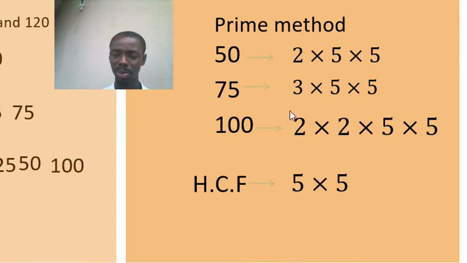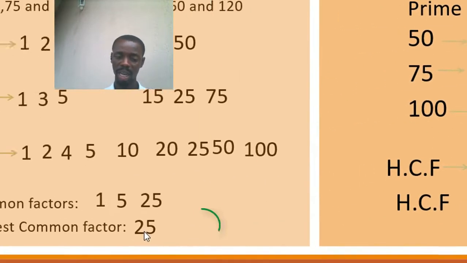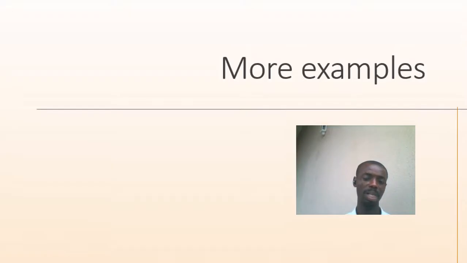Now, other factors are not represented in all the lists. So I'm only having 5. So my answer now gives 5 multiplied by 5. I'm having 25, just like I have it here. It's as simple as that.